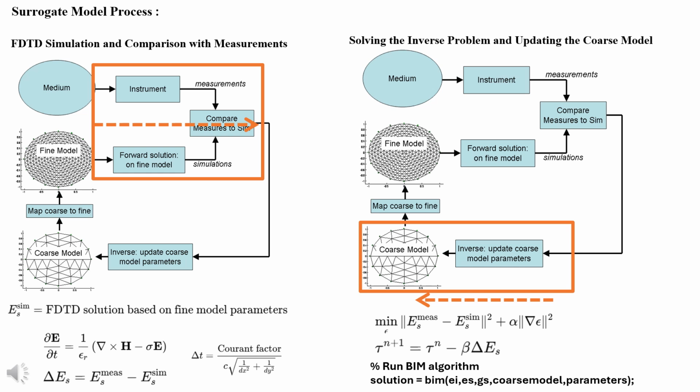In this final step, the goal is to iteratively update the coarse model by solving the inverse problem. The inverse problem uses the difference between the simulated and measured scattered fields to refine the initial guess. This update is performed iteratively until the simulated fields closely match the measurements.